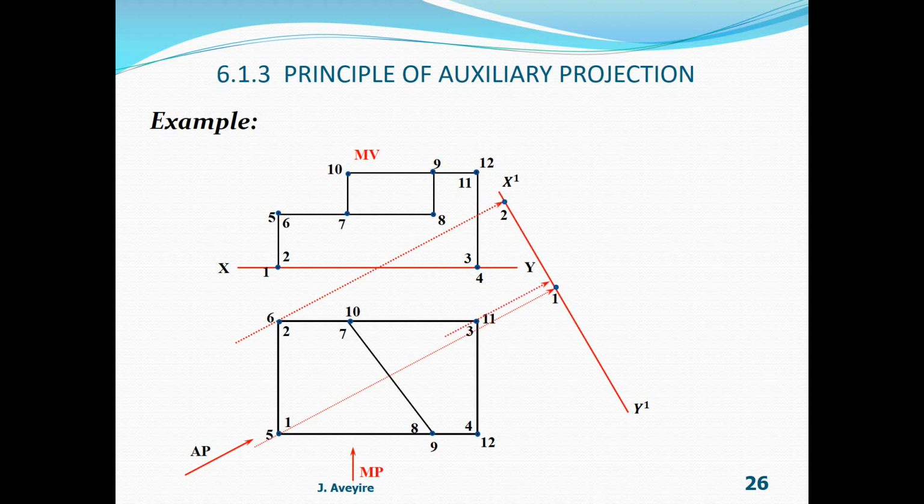Projector 3, that is also 0 distance. Projector 4 will give us a 0 distance. We go to 5. 5 goes along projector 1, but its distance from XY is positive because it's above XY. So we pick this perpendicular distance to XY and plot it on 5.